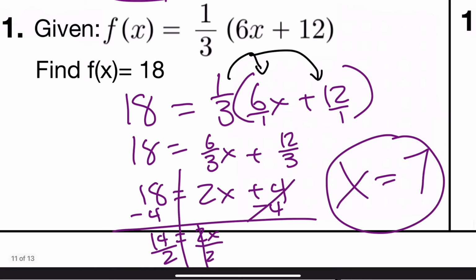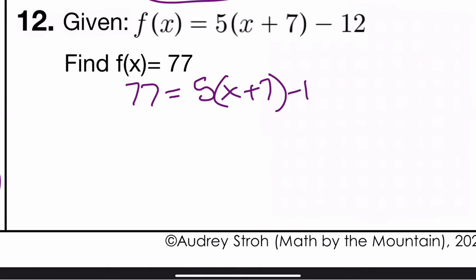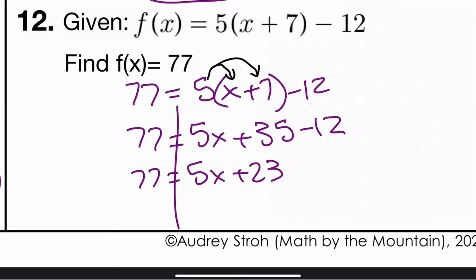Okay, last one is number 12. So, given f of x is equal to 5 times x plus 7 minus 12, we're going to find f of x at 77. So, 77 will equal 5 times x plus 7 minus 12. We're going to distribute that 5 first. So we get 77 equals 5x plus 35 minus 12. Okay, I'm going to combine these two like terms first. So we'll have 77 equals 5x plus 23.